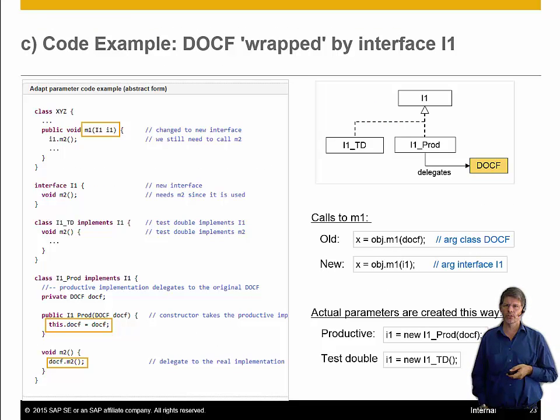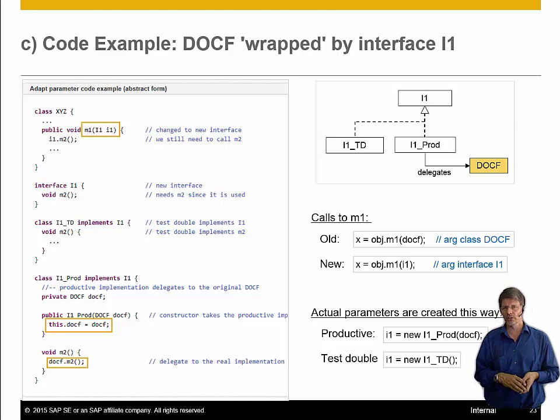So let's look at the code, how this works, and basically you can read it top to bottom on the left-hand side. The class we're concerned with is class XYZ, and it has a public method called M1 that had this really hard parameter in it, and we already changed the code. So this shows the new situation, not the old one, how everything works together. It shows that there is a parameter I1 now, the interface is already put in. But you look down, you see I1 still calls M2. So I realize, hey, M2 must be in the definition of the interface. Then, of course, it must also be implemented in the test double, and in the I1 prod class.